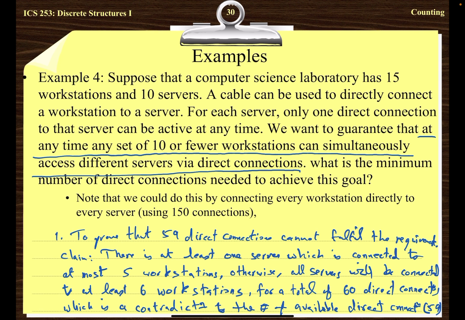Yes. The five workstations that are connected to the server are not used. So the server is never used. Exactly, because other than these 5, I have 10. So let's write that down.